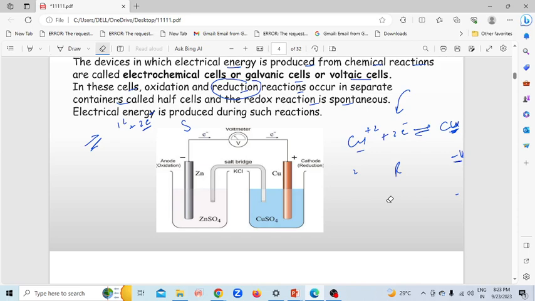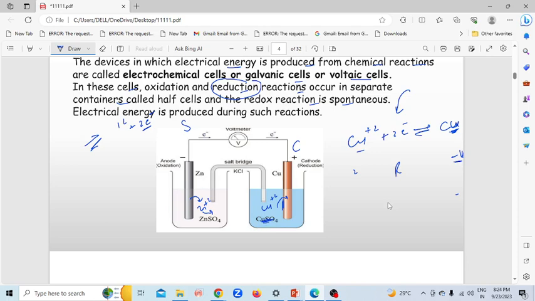So in this reaction we discussed that at this zinc electrode, Zn is converting into Zn plus 2. So Zn plus 2 ions are coming into the electrolyte. Whereas at the cathode, Cu plus 2 is converting into copper, so it is depositing on the copper surface, on the cathode. So where is this copper plus 2 ion coming from? It is coming from copper sulfate.